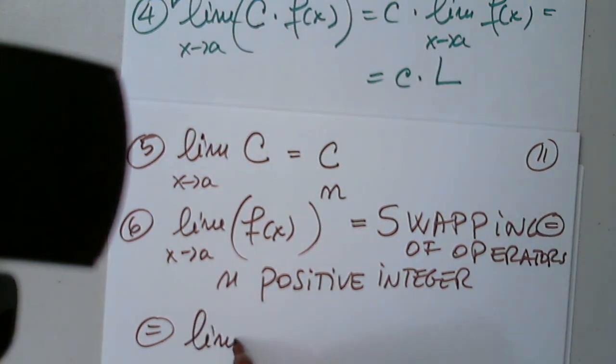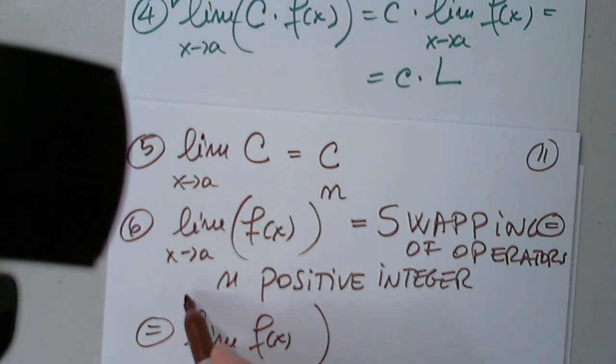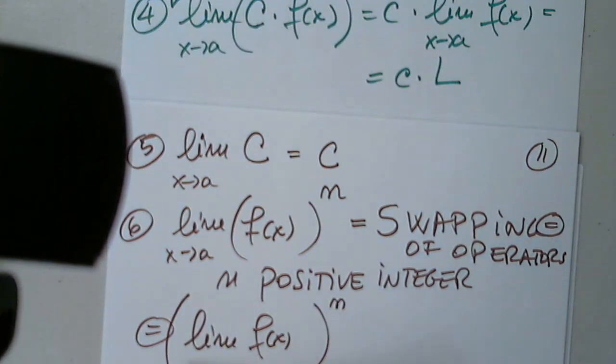So I'll say limit of f of x as x approaches a. So what would that be? And this is, I'm going to stop right here. So what is this? L. Very good. Good.